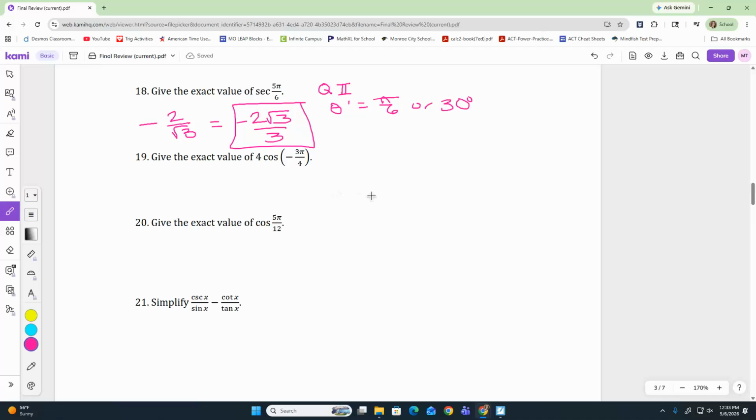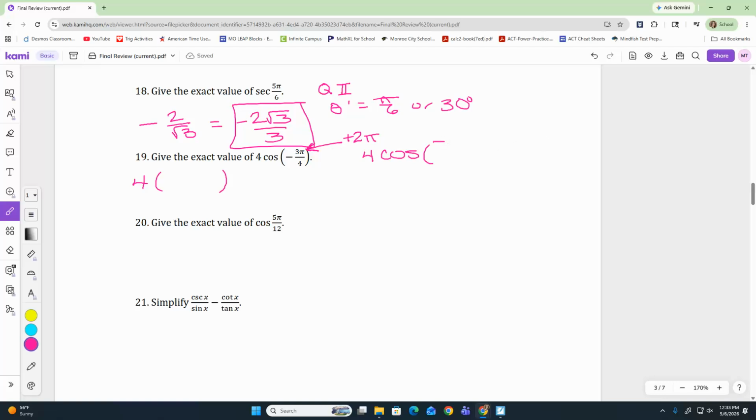We didn't ask about 19, but can I talk about it? I know a lot of people were confused yesterday. The 4 on the outside is just going to stay. I need to evaluate this inside part. Anytime we had a negative angle, what did we typically do first? Add 2 pi. If we are in degrees, we would add 360. If we're in radians, we add 2 pi. You don't have to, but that makes it a little bit easier.